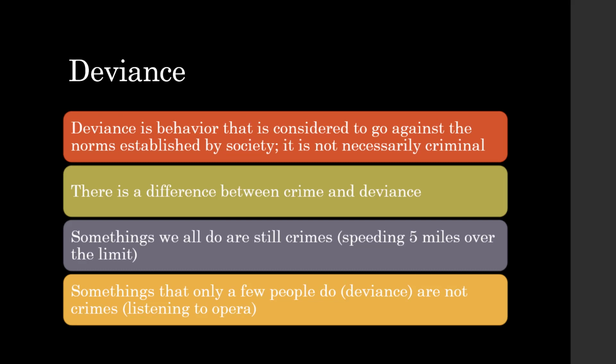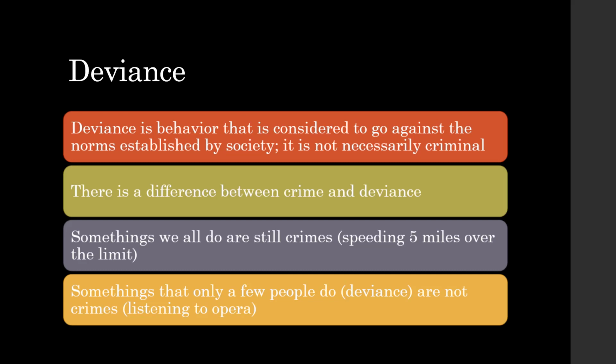It often is criminal, but not necessarily, because there can be a difference between deviance and crime. Sometimes something that's a crime is not an act of deviance. Almost everybody I know drives over the speed limit. So that's not deviance. In fact, people that absolutely obey the speed limit, that's deviant behavior. People that never exceed 35 in a 35. So sometimes things we all do are still crimes, not deviance.